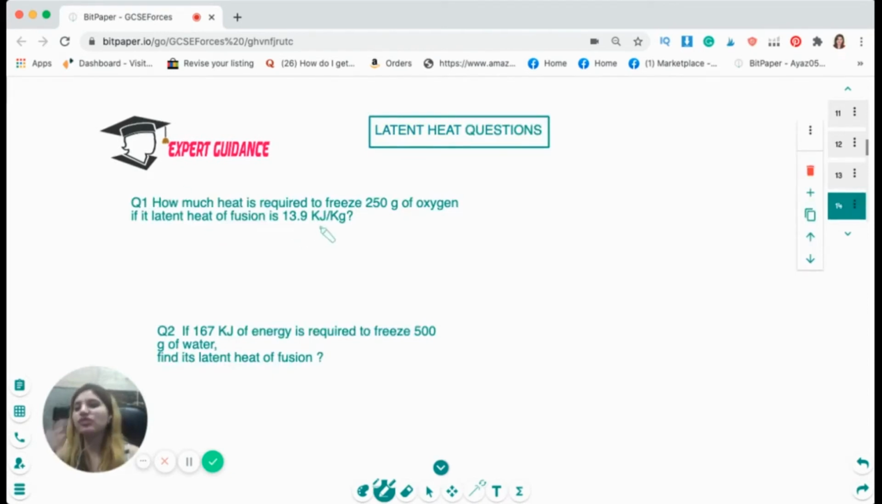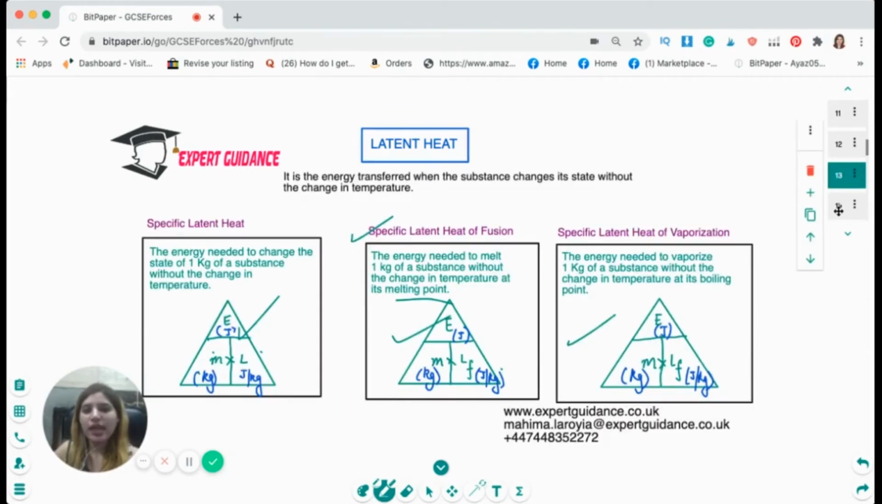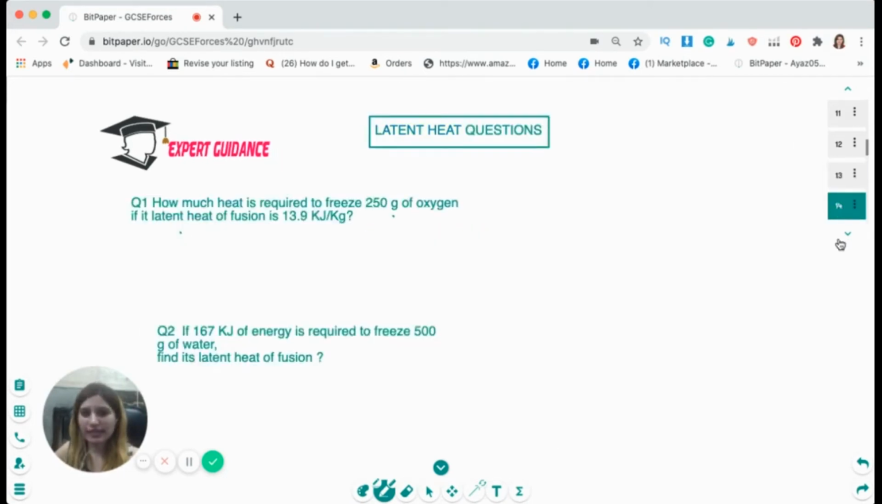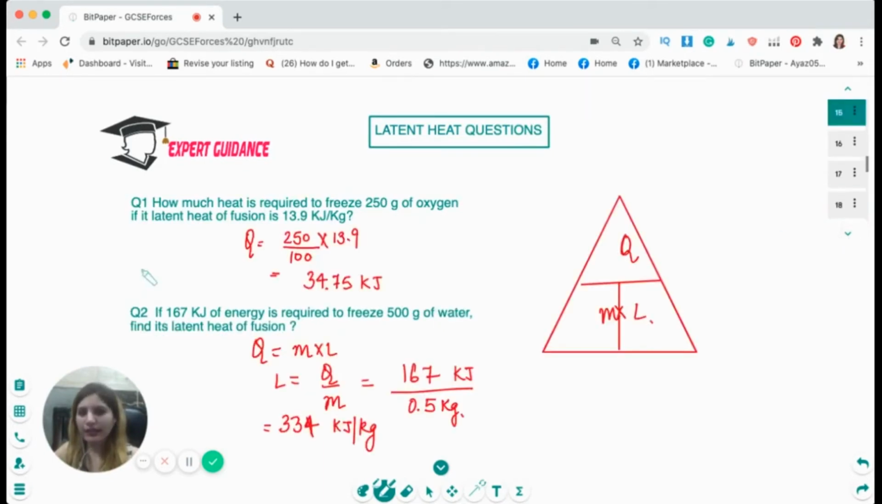The question is, how much heat is required to freeze 250 grams of oxygen if its latent heat of fusion is 13.9 kilojoules per kg? And if 167 kilojoules of energy is required to freeze 500 grams of water, what is the latent heat of fusion? Now you can have a look at these triangles, use them, and try these answers. So you can pause the video and come back and check the answers. All right, let's look at this.